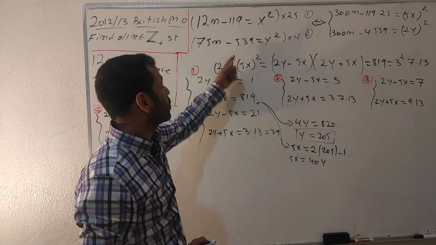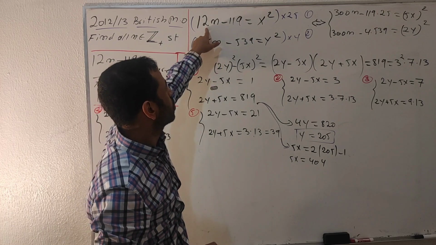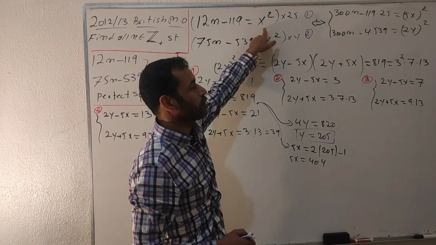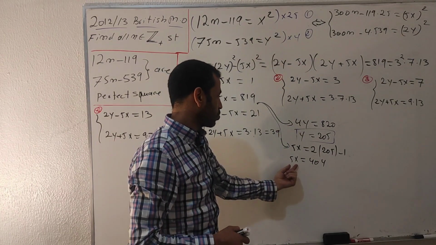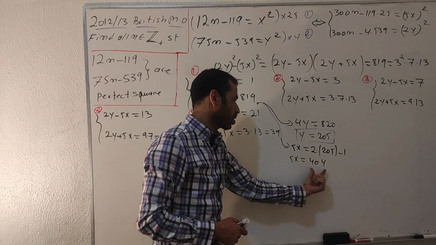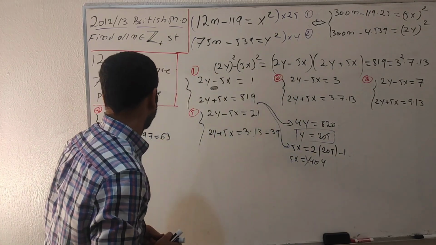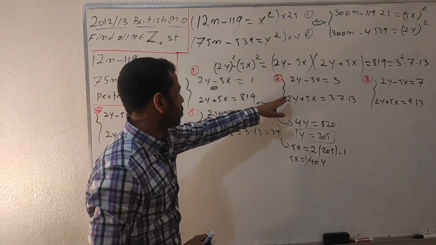If you go back to the previous equation, this term is even and this one is odd, which means x must be odd. If x is odd, odd multiplied by odd is giving us odd, but the right hand side of this equation is even. This one is impossible. So this one is not a solution. Let's go to the second one.